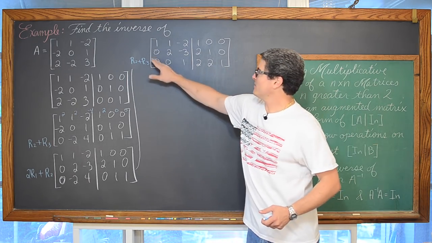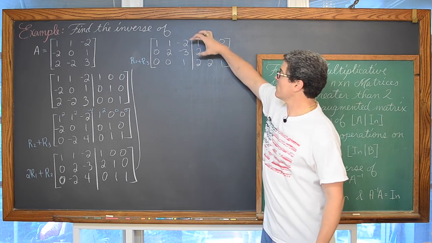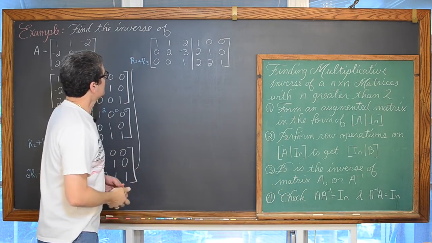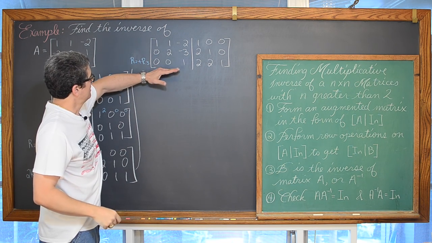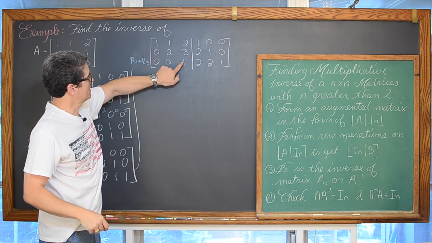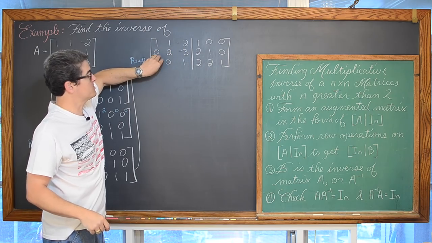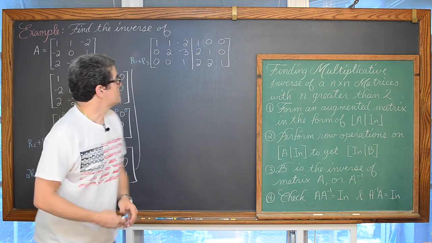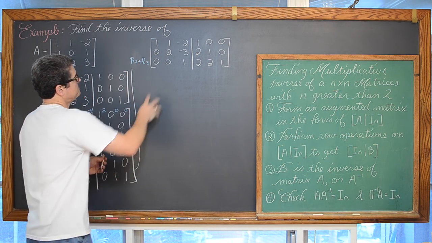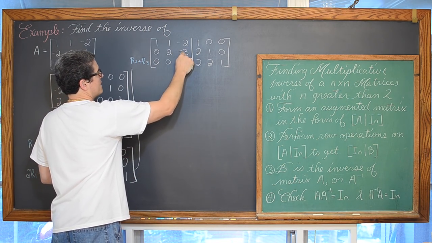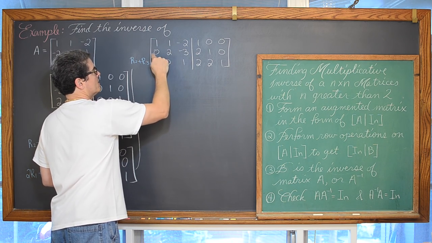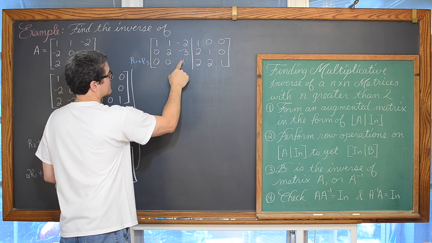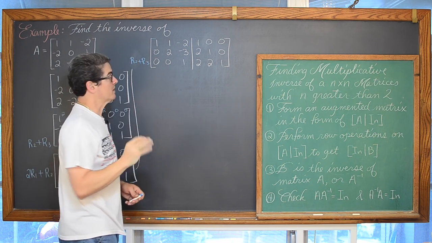Now that I've got my bottom left-hand corner to be all zeros, let's start working on creating those zeros in the upper right-hand corner. I want to work my way up now. I don't want to lose these zeros. I don't want to try to create a zero here by using the first row because I'm going to lose that zero. So I want to work my way up. If I make that a 3 and I add it with a negative 3, then I'm going to get that zero that I need.